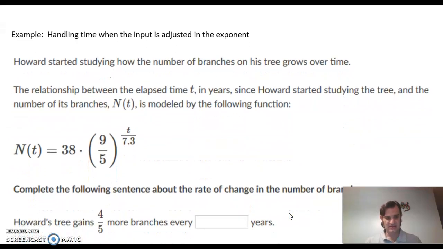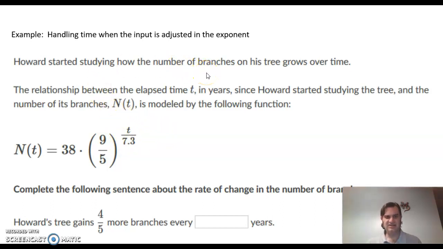In this particular one, we're going to see the same situation, but it's going to be a little bit more complicated. Here we're going to worry about time and how that time could be adjusted. In the previous example, we just had t up here, which meant that if t is in years, we just plug in the number of years and it would be pretty straightforward. Well, we still got something simple where we can plug stuff in.